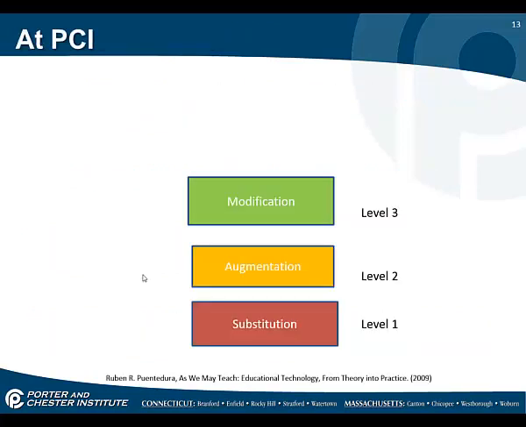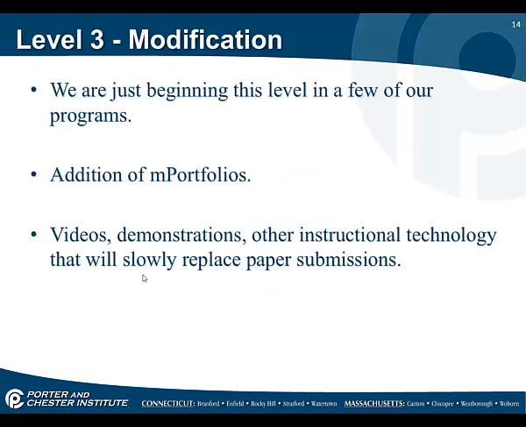Now, level 3 is the modification. Modification means the technology is allowing us to do significant task redesign. Level 3 at Porter and Chester, we're just beginning in a few of our programs. We've added the M portfolios, which is why we're doing all this training. We're now adding videos, demonstrations, and other instructional technology that will slowly replace paper submissions. You see, now we're starting to modify our tasks.